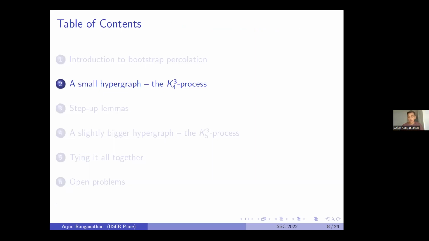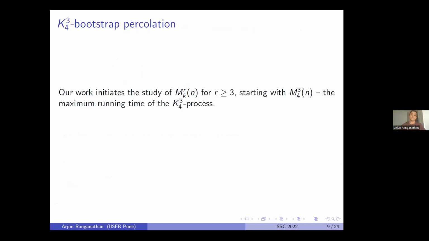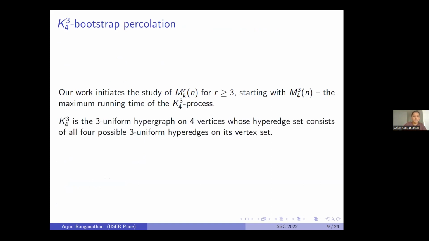So now we will initiate the study of hypergraph bootstrap percolation for uniform hypergraphs, where the uniformity r is at least 3. So far we've seen graphs, now uniformity at least 3. And we start with the maximum running time of the K_4^3 process. So to remind you, K_4^3 is the 3-uniform hypergraph on 4 vertices whose hyperedge set consists of all 4 possible 3-uniform hyperedges on its vertex set. So K_4^3 has 4 vertices, 4 hyperedges, each of which consists of 3 vertices.